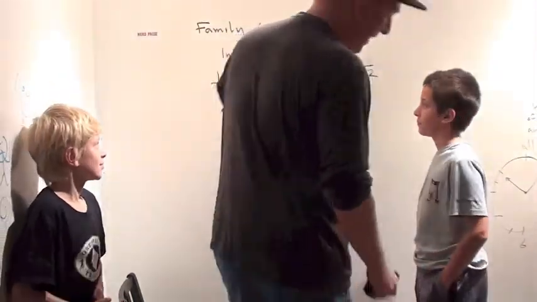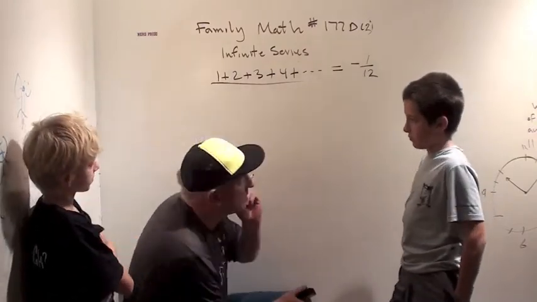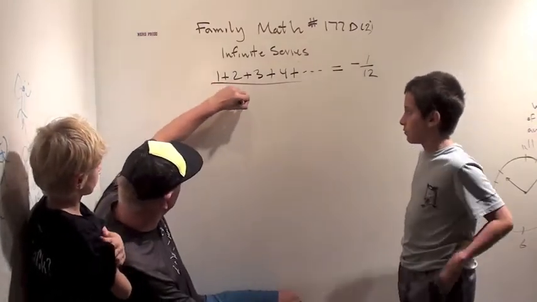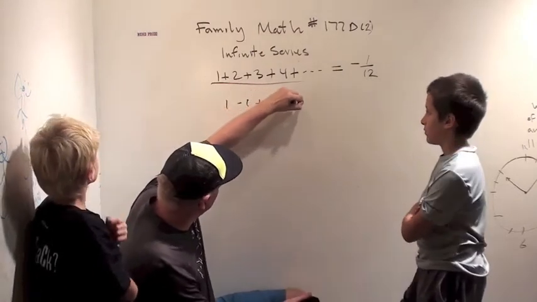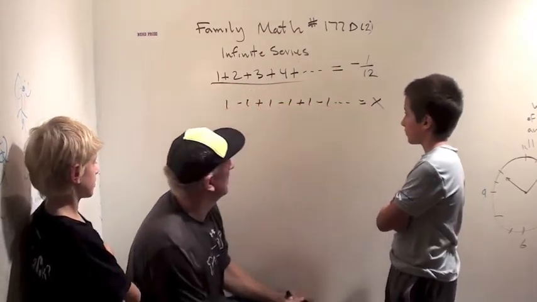Here we go. We're going to tackle this, and it's a three-step process. We're going to start with this series: 1 minus 1 plus 1 minus 1 plus 1 minus 1 forever. And I'm going to call that x.